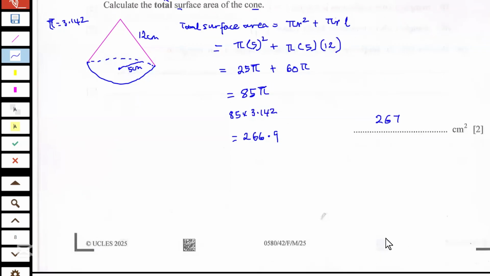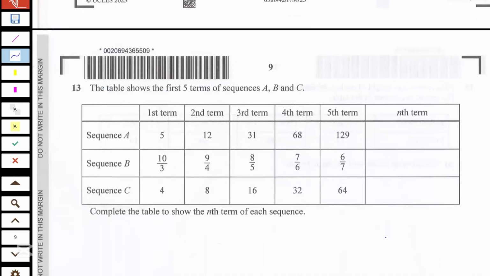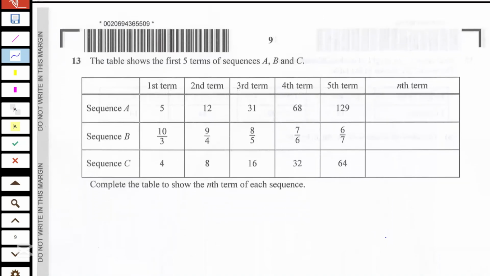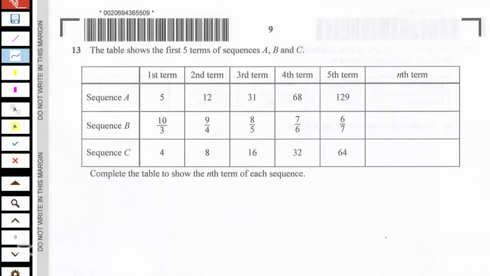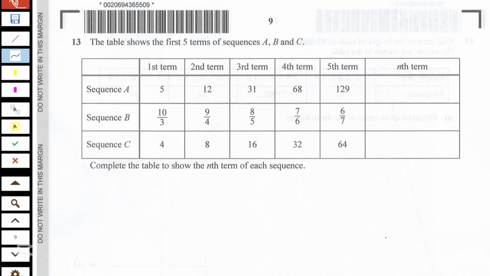Now the next question says, the table shows the first 5 terms of sequences A, B, and C. Okay, sequences A, B, and C. The first term, the second term, the third term, the fourth term, the fifth term, and the nth term. Complete the table to show the nth term of each sequence. Now, beginning from sequence A, we can write out the sequence for sequence A.